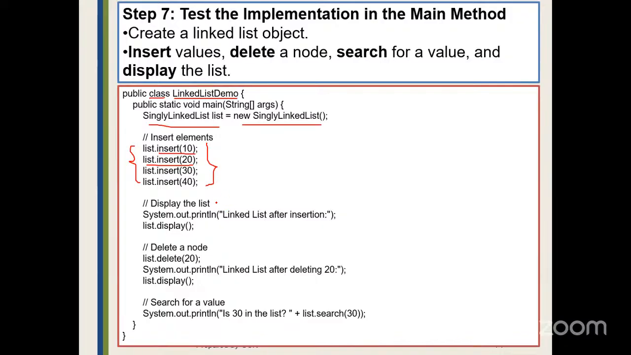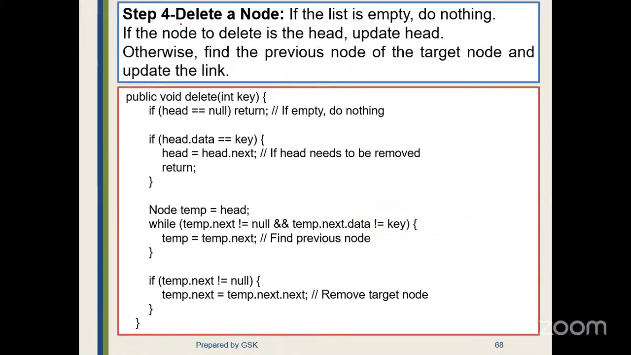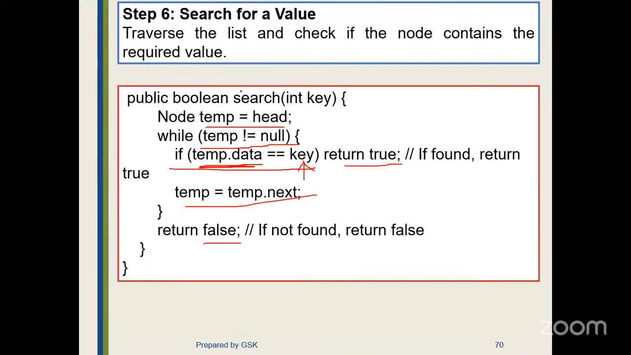After inserting, I just want to display the linked list. For that, we have already written the display method. So with the help of the display method, all the inserted elements will be displayed. Next operation, I want to delete a node. For that, we need to call the delete method. We have written the delete method also, no? So we need to call the delete method and we need to pass the element. What is the element you want to delete? We need to pass that particular element.